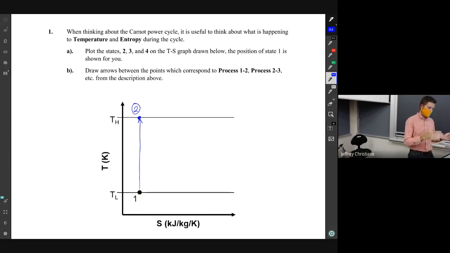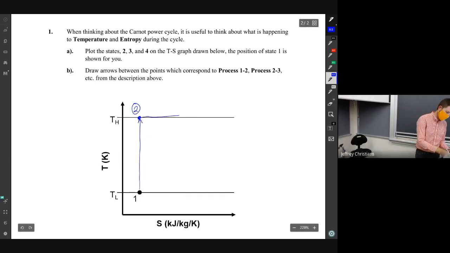Now from 2 to 3, we stay, that's our boiler. So we're expanding, we're getting to higher volume, but our temperature is not changing. So we're going to be still on that temperature line, TH. We're going to be expanding, and our entropy is going to be increasing. So we're going to go over here to 3.